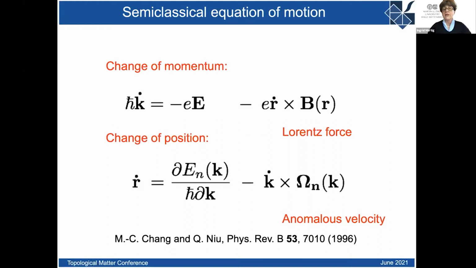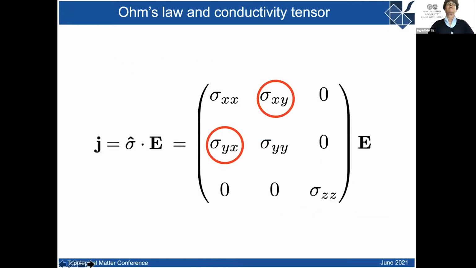The two terms, the Lorentz force term and the Berry curvature term, are similar. They look like forces. The Lorentz force term in real space and the Berry curvature term in k space. The consequence of the Lorentz force term and the new term are non-diagonal elements in your response tensors. And I have just Ohm's law here, and these are the non-diagonal elements of the conductivity tensor.